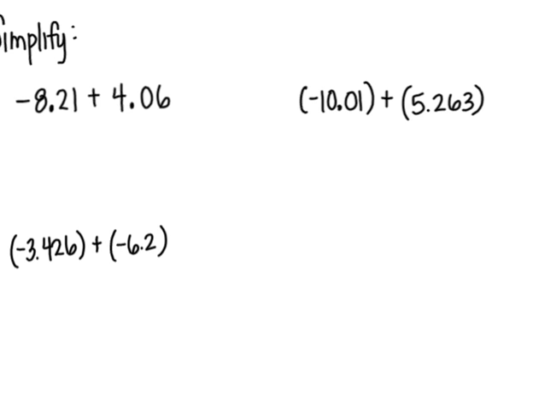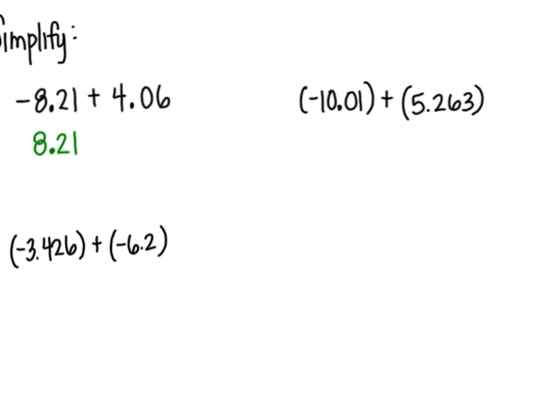Decimals are a little tougher. Your sign rules still hold though. So if they have the same sign, you're going to add. If they have different signs, you're going to subtract. My first problem says -8.21 plus 4.06. They have different signs. Different signs tell you to subtract. When you subtract decimals, you take your bigger number first. So my bigger number is 8.21.